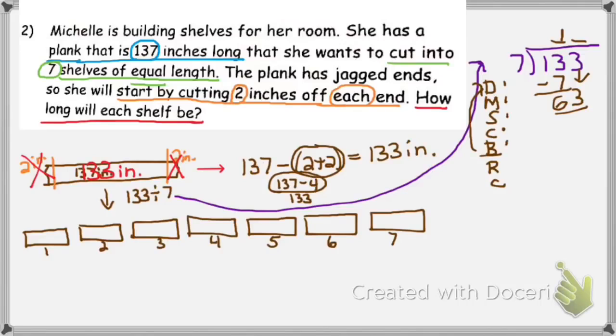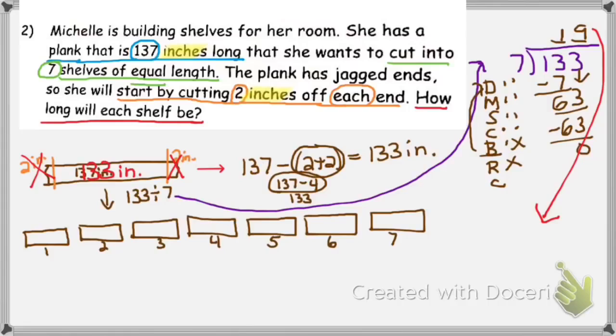7 goes into 63 9 times. Multiply. 9 times 7 equals 63. Subtract. 63 minus 63 equals 0. Compare. Is 0 less than 7? Yes. There's nothing to bring down. There's no remainder because it's a 0. Circle my final answer, but this is a word problem. I don't have room up there, so I'll bring my 19 down here where I have some more room.